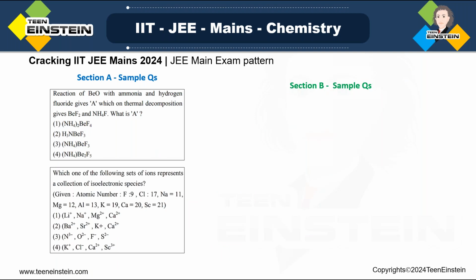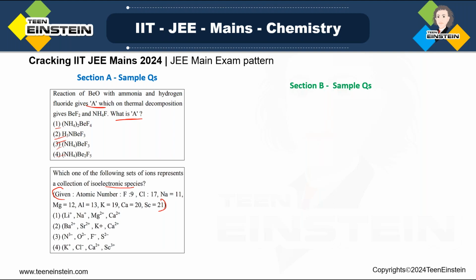Here you can see the sample question that you will get in section A. So see, in section A, it is asking what is A, and there is some description related to A. So you have to choose any compound among these four options. Similarly, in another example, you can see the question: which one of the following sets represents a collection of isoelectronic species? So here also you have to choose just one option. And here some extra information is given that you have to use. Not always, but sometimes there may be.